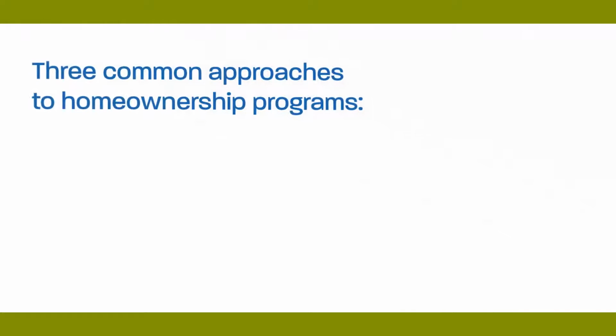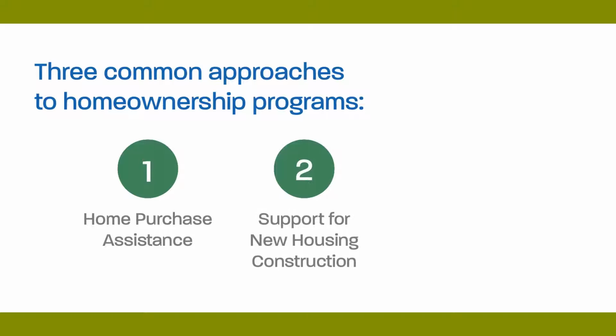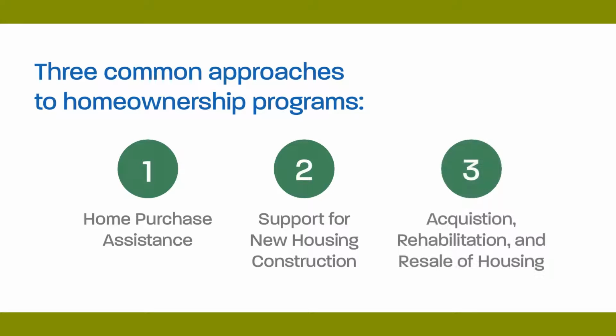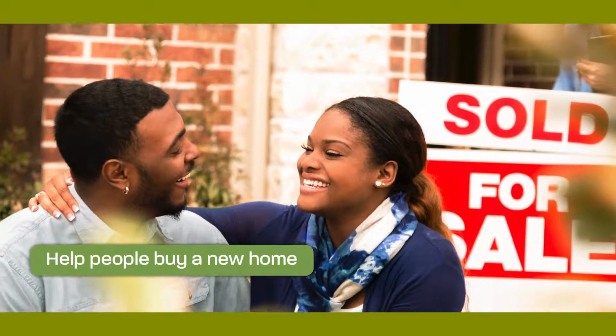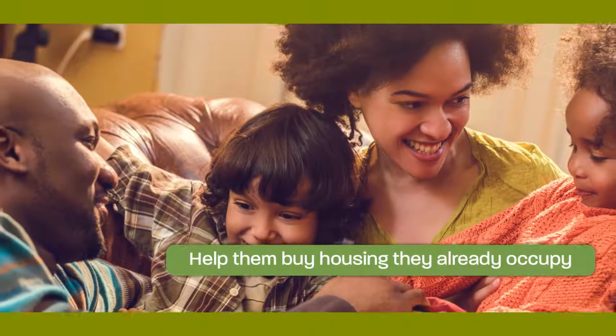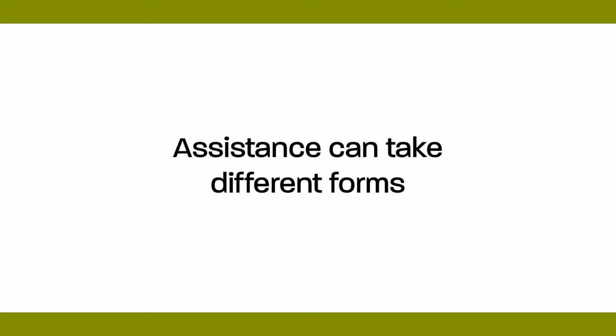There are three common approaches to home ownership programs funded with CDBG: home purchase assistance, support for new housing construction, and the acquisition, rehab, and resale of housing. First, in a home purchase assistance program, you can help people buy a new home or help them buy housing they already occupy. Depending on the particular needs in your community, the assistance can take different forms.